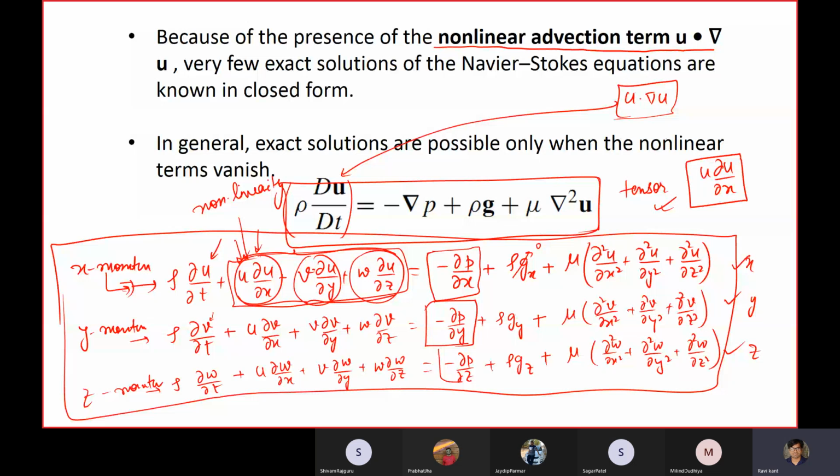Do you guys remember? So what is my Cauchy's equation? So let me go back. What is my Cauchy's equation?